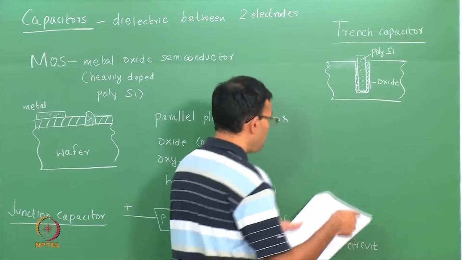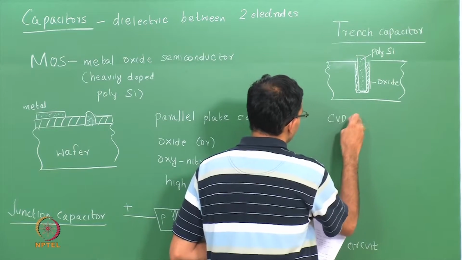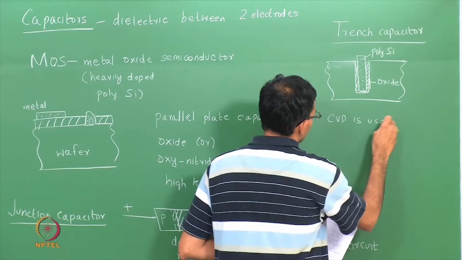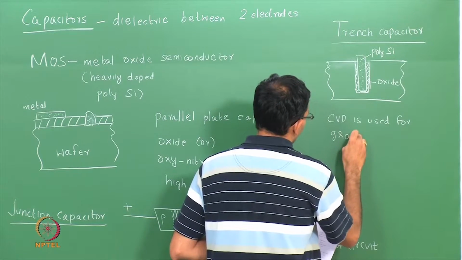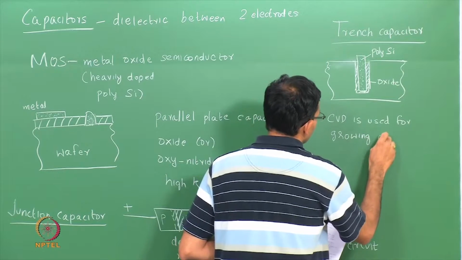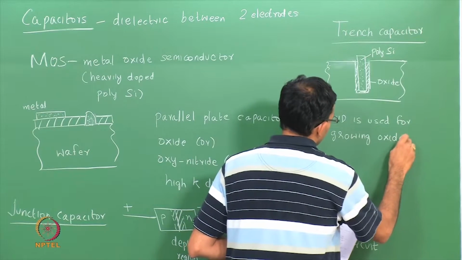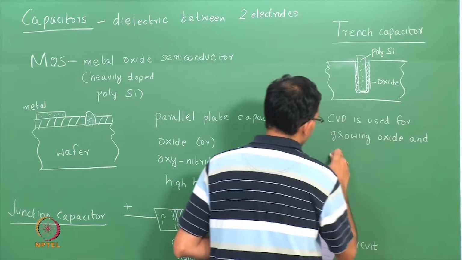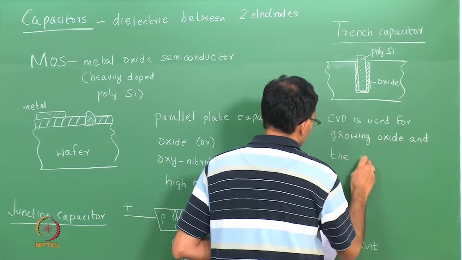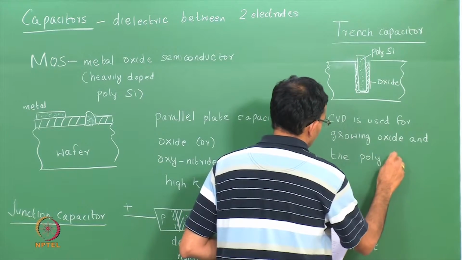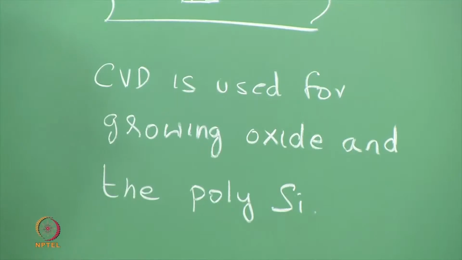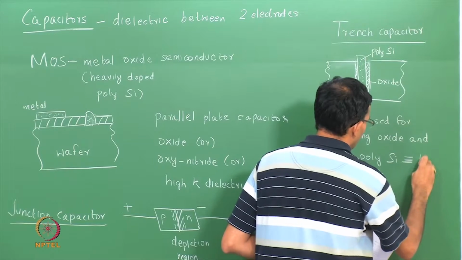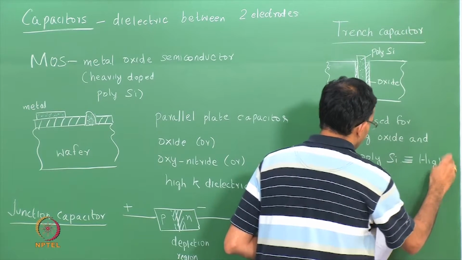So, typically chemical vapor deposition is used for growing the oxide and the polysilicon. So, this is used especially when you have trenches with high aspect ratio.